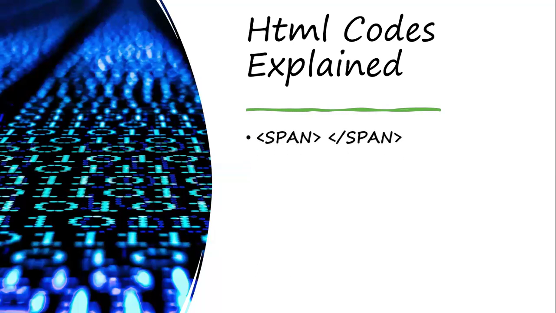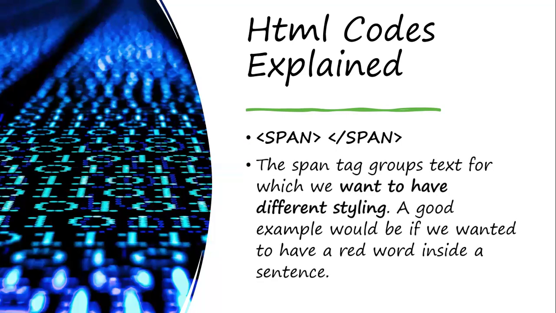The other one is the open and close span. This is the other HTML tag. The span tag groups the text for which we want to have different stylings. A good example would be if we want to have a red word, or any kind of color, inside a sentence. You can simply use this span together with a specific styling just for the given text, so that will be applied throughout your HTML text or document.